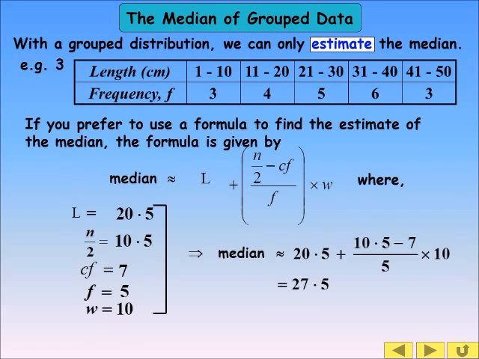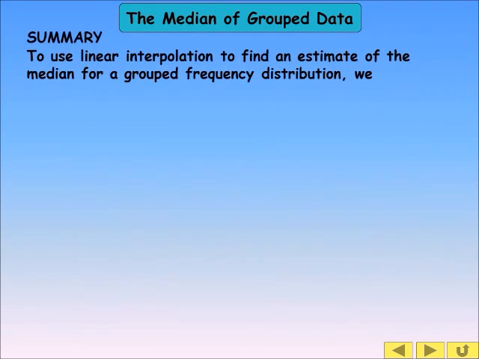So I put everything in the formula. The median is 20.5 plus 10.5 minus 7 divided by 5 times 10. The median is 27.5. So, to check and remember the summary.